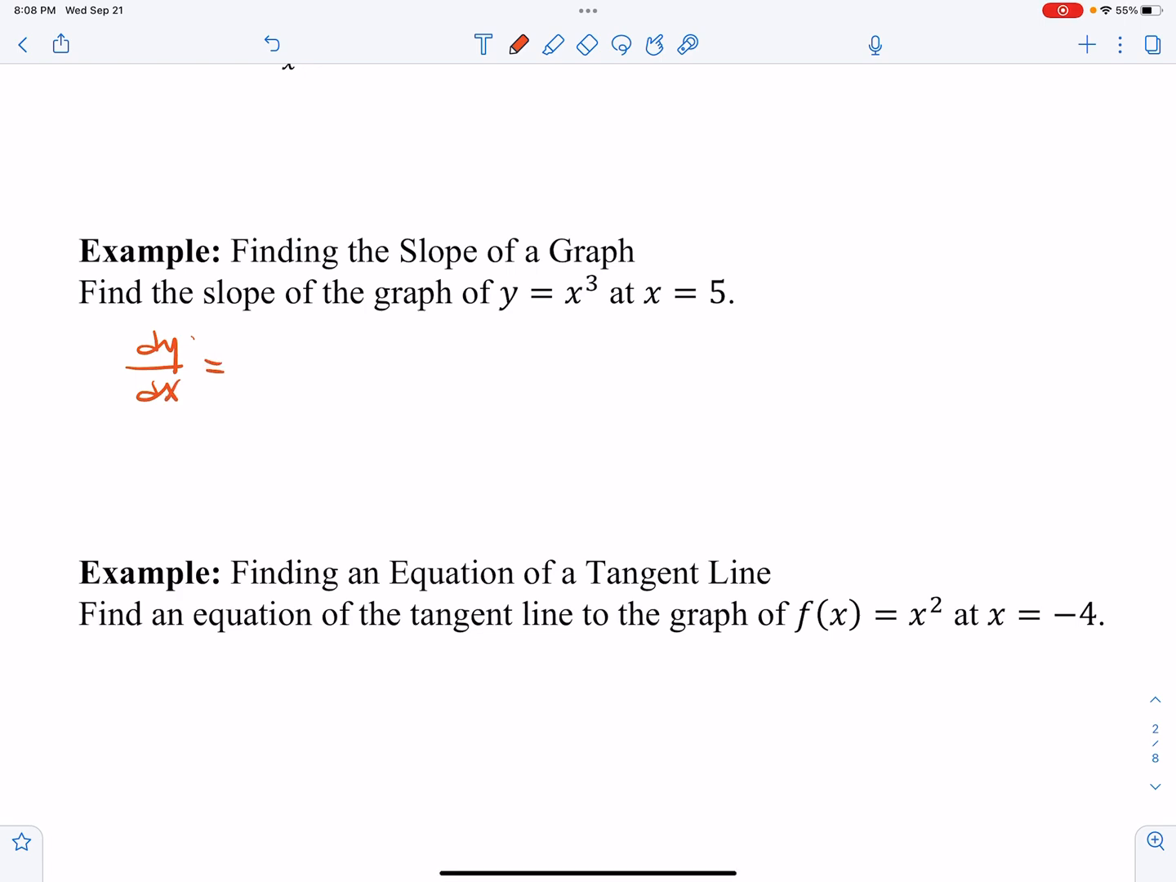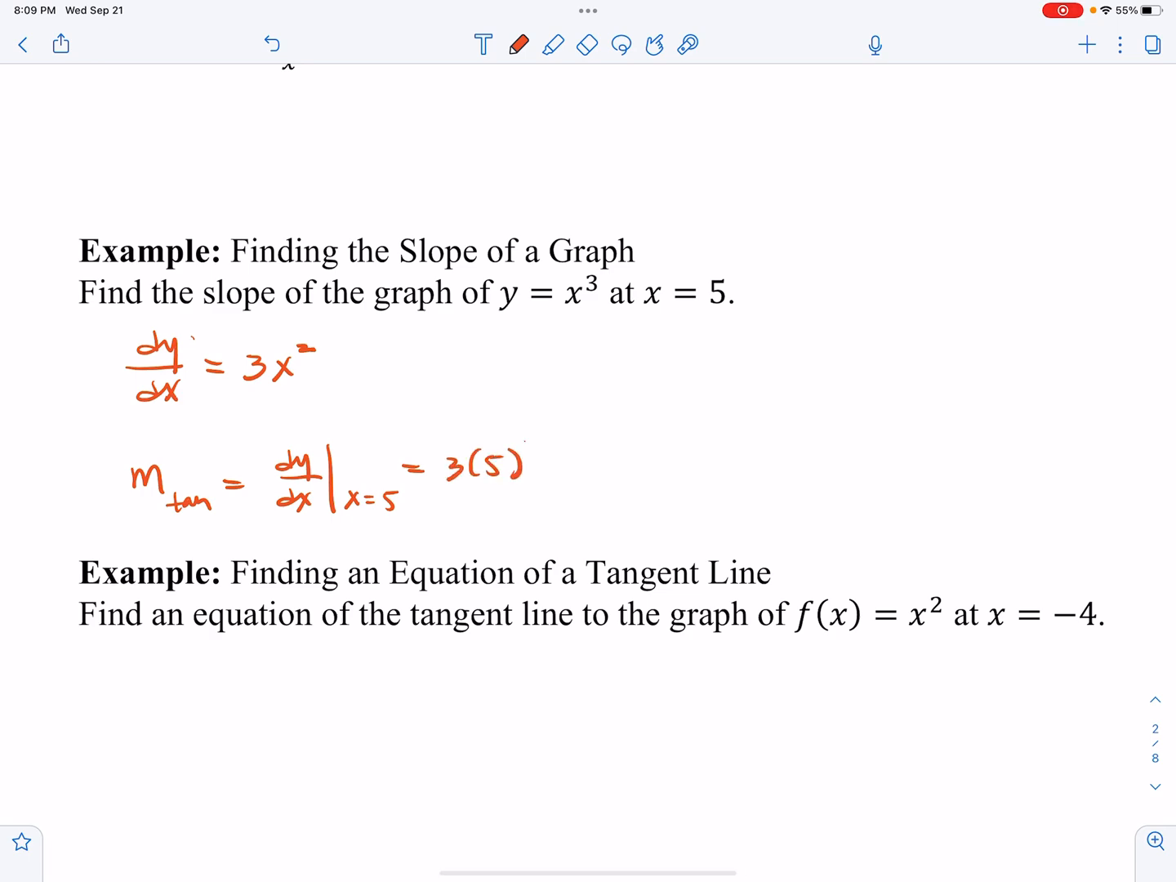And we can just use power rule now. Super handy, right? So 3x squared after applying power rule. And then we want to evaluate dy/dx. That's going to be the slope of our tangent line at x equals 5. So we're evaluating dy/dx at x equals 5. So that's how you can write that.